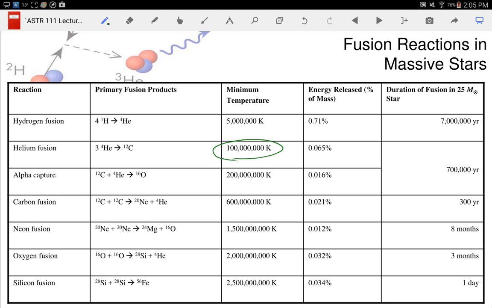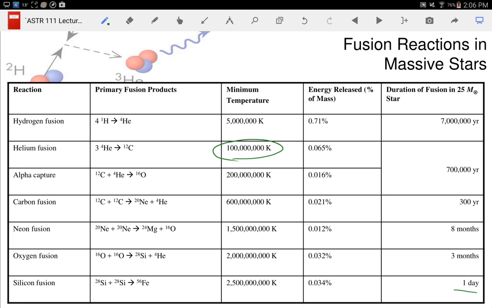It was 100 million, not 200 million, to fuse helium into carbon. 200 million to fuse the carbon into, with the hydrogen to oxygen. 600 million to fuse carbon into neon. And then neon fusion, 1.5 billion kelvins. Oxygen fusion, 2 billion kelvins. And then finally, the silicon fusion, 2.5 billion kelvins.